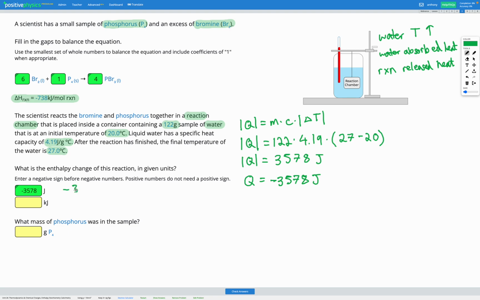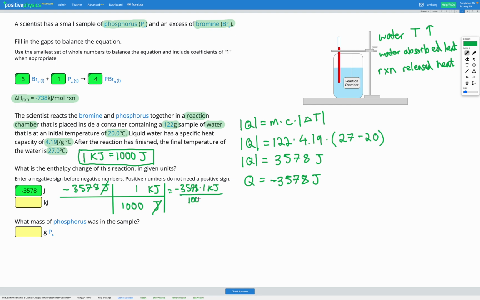We have negative 3,578 joules. Let's set up our dimensional analysis table. And we need to convert from joules into kilojoules. Now remember, kilo means 1,000. So 1 kilojoule is equal to 1,000 joules. So that's going to be our conversion factor here. So to do our calculation, it's going to be negative 3,578. The joules cancel out. It's multiplied by 1 kilojoule, and divides by 1,000. So that gets us out negative 3.578 kilojoules.